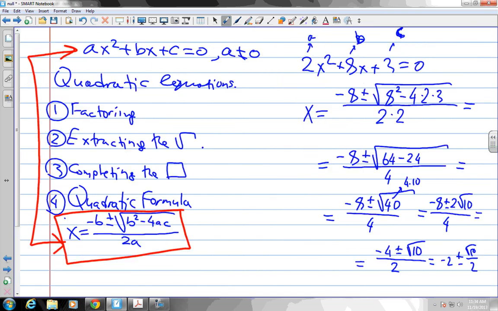So it works. The quadratic formula works every time. It's easier to use than completing the square, by the way. So you need to know this formula. That's a must know. Okay? You don't get to go to college algebra if you don't know that formula.